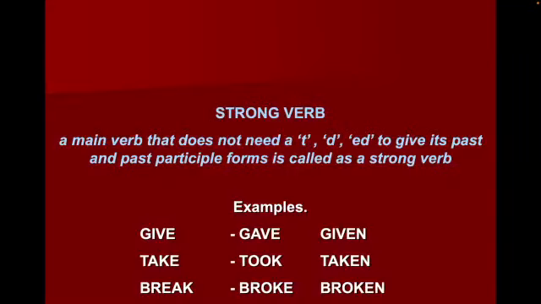So how do we tell the difference? How do I know if I'm looking at a strong, irregular main verb? Well, if your main verb does not need a T, a D, or an ED to give its past and past participle forms, it's going to be a strong verb. And again, we take a look at some of the examples we had on the previous page. We're just going to take the word give and get an N on the end. We're going to take the word take and put an N on the end. Break, we're going to change one vowel and stick an N on the end to take it from break over to broken.